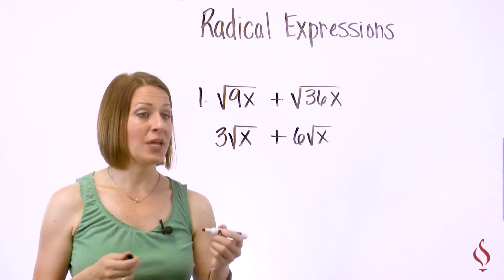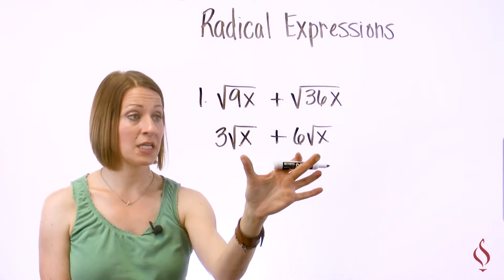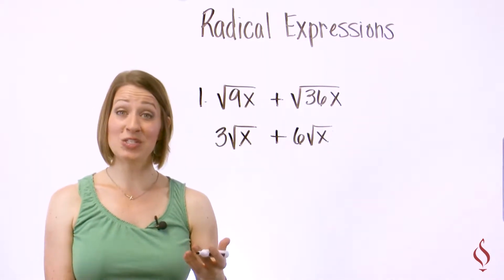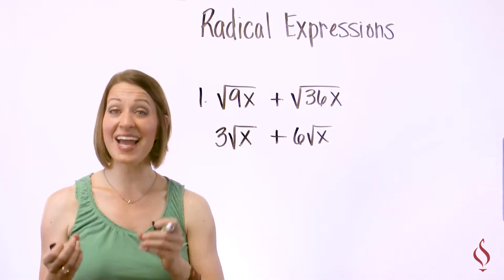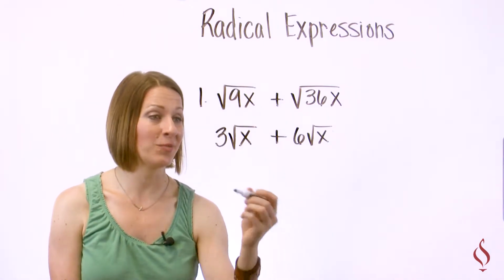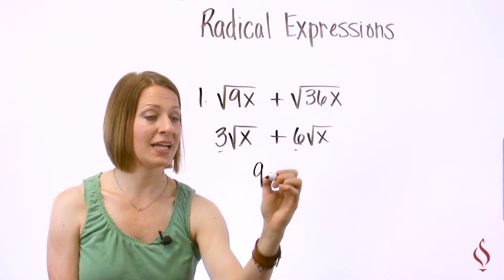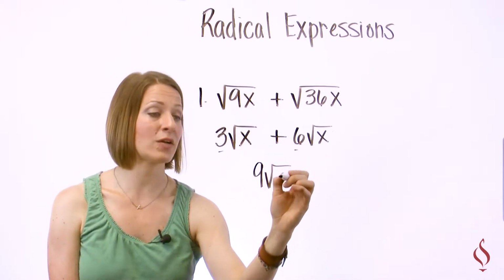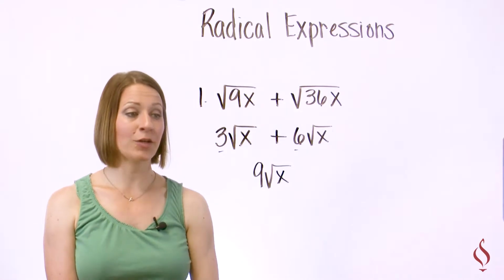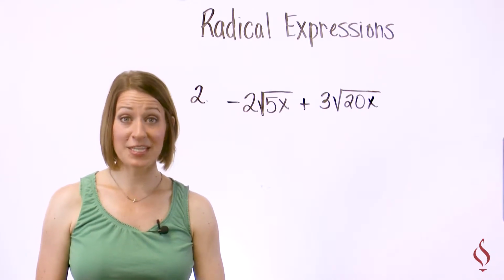But let's continue. Now that you have matching radicals, the only thing you need to do to finish this problem is to add the numbers on the outside of the radical. So 3 plus 6 is 9. So 3 radical x plus 6 radical x is 9 radical x. And that's your answer to this first example. Okay, let's work another example.